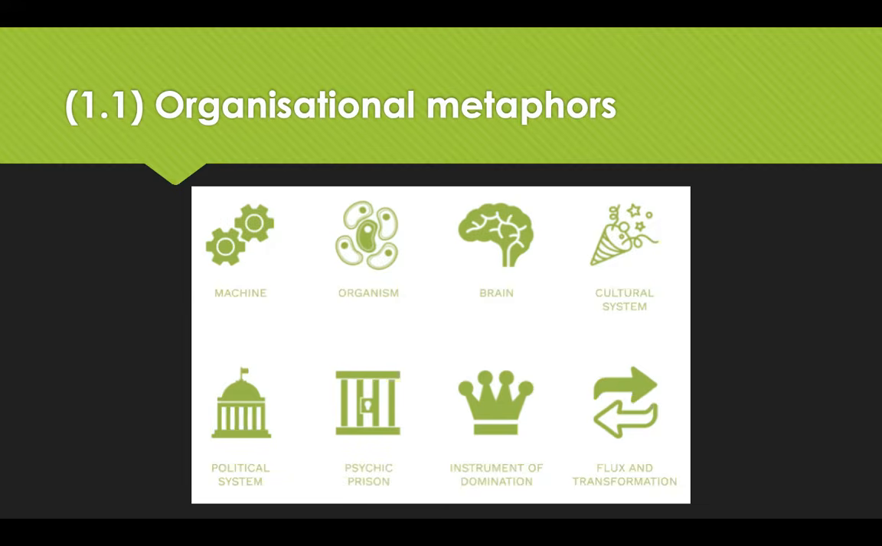You've then got the instrument of domination, which focuses on exploitation, control, and how power is distributed in the organisation. So the language and words used here are coercion, threat, and force. And then the flux and transformation, drawing on autopoiesis, the system which is able to reproduce and maintain itself. The chaos and complexity theories. The language focuses on self-organisation, self-renew, and the ebb and flow of an organisation's environment.